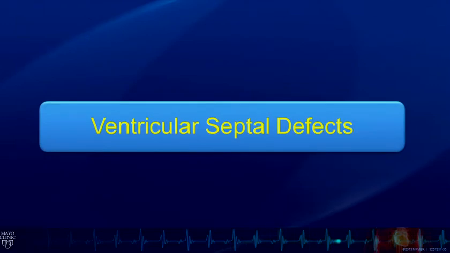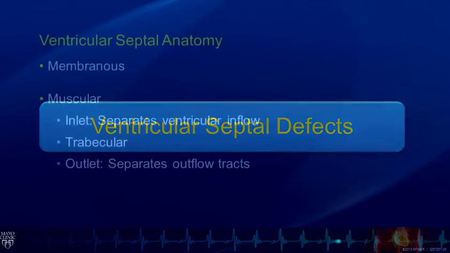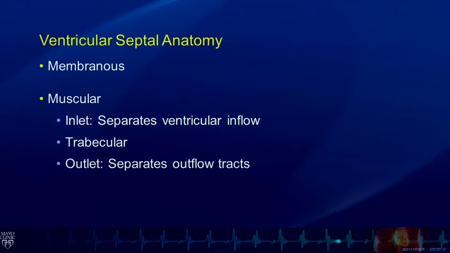Let's turn our attention now to ventricular septal defects. Ventricular septal anatomy is complicated both in three-dimensional space and embryologically. Defects of the ventricular septum can be divided into membranous type and muscular types. The membranous ventricular septum comprises a very small portion of the ventricular septal anatomy, but it actually is where most of the ventricular septal defects occur embryologically.